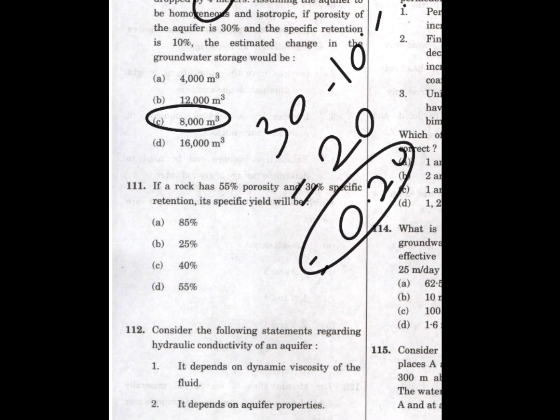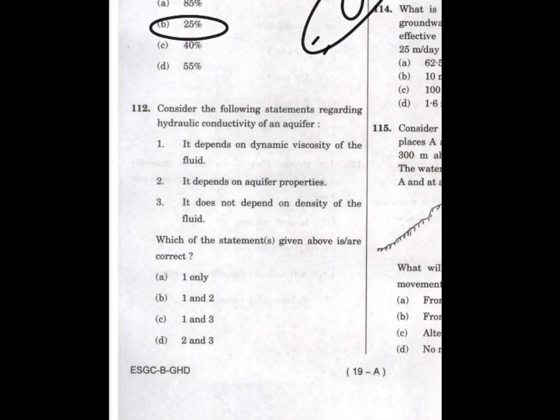Which, if a rock has 50% porosity and 30% specific retention, is the specific yield? We also discussed this in the question above, where it is simple. The specific yield is calculated by subtracting specific retention from the porosity. So here porosity is 55% minus specific retention is 30%. We get the answer as 25%. Okay, let's move on to the next question.